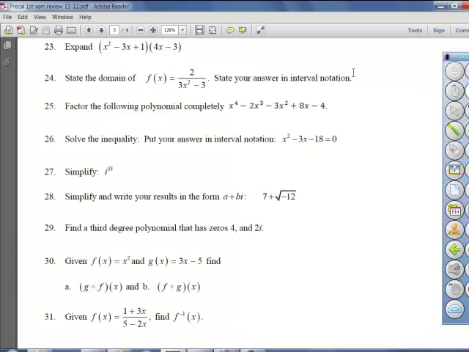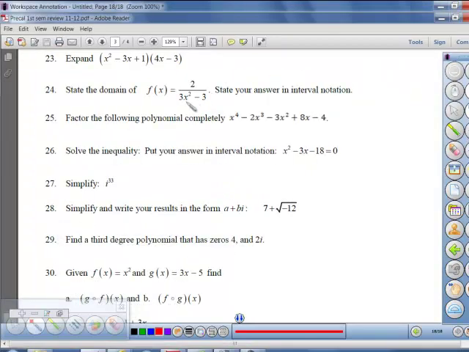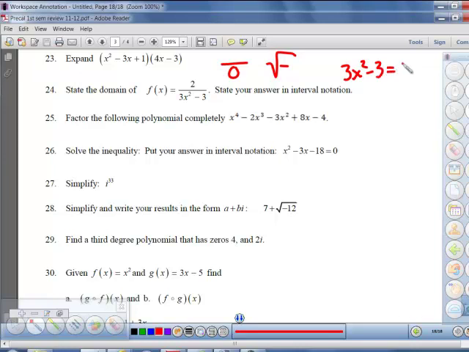Alright, domain. When it comes to domain, you need to remember a couple things. 0 underneath the denominator is bad, and then also you can't have a negative underneath the radical. So here we don't have any radicals, so I'm just looking at the denominator. So 3x squared minus 3 can't equal 0. If it equals 0, then I have a problem. So I'm just going to solve for x. Add 3 to both sides. Divide by 3. Take the square root, so x is plus or minus 1. So that means that we have issues at positive and negative 1.